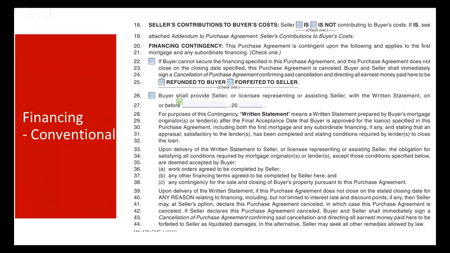Line 20, financing contingency. This purchase agreement is contingent upon the following and applies to the first mortgage and any subordinate financing. Okay, so your buyer has a couple of options here. Let's look at the 2 options and then we'll have a discussion about them.